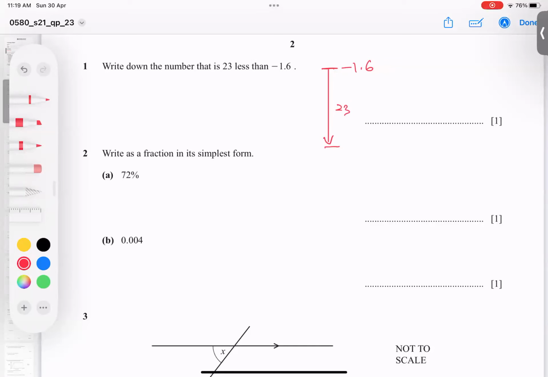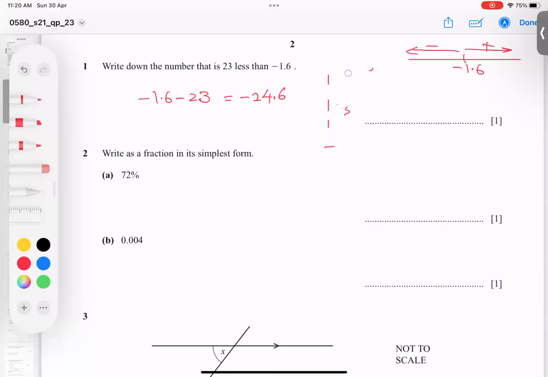I hope you got the idea. So negative 1.6 minus 2.3, sorry, 2.3, is giving us negative 3.9. I hope it is clear. If more comes, we can even do a number line. A number line: this is negative 1.6. If they say more, then add. If they say less, then subtract. This is also a good way of understanding. So I hope the point is very clear.